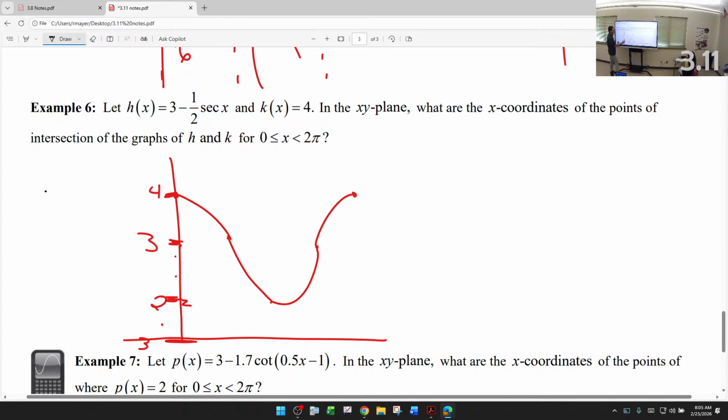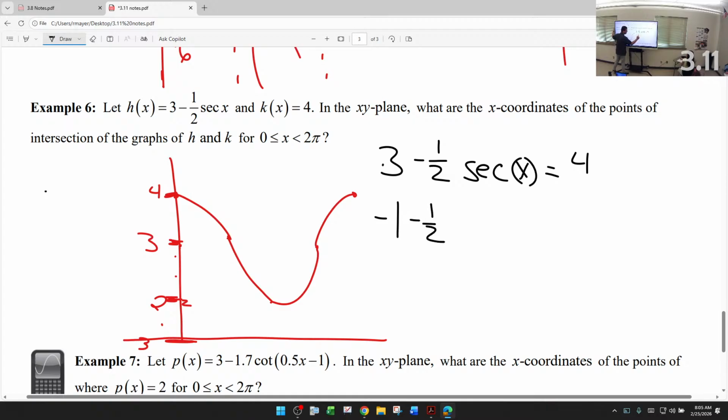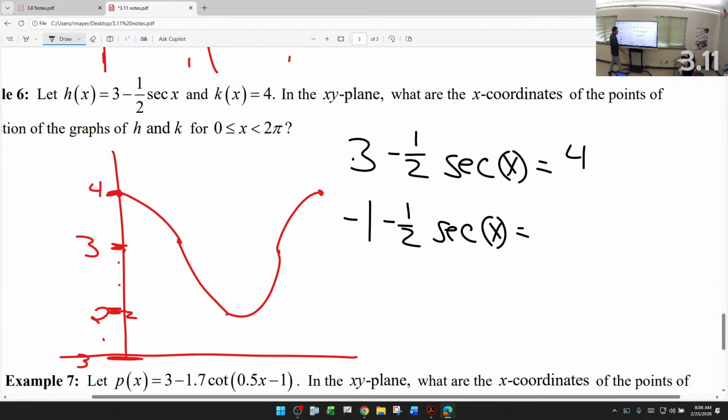Same thing here, ladies and gentlemen. Set 3 minus 1/2 secant x equal to 4. Move that 4 to the other side because we're going to find it equal to 0. So if I move the 4 to the other side, that goes with this 3 and makes it a -1. Minus 1/2 secant x now equals 0. Whoops. Lake, I know I'm completely blocking you from everything.